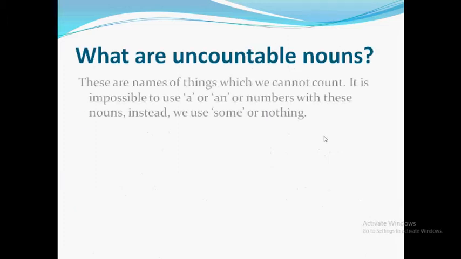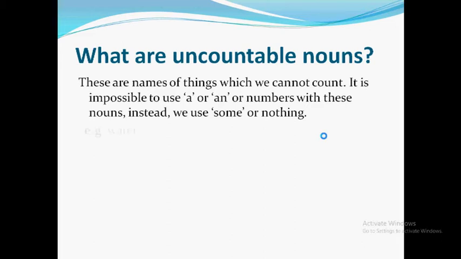Uncountable nouns are things which we cannot count one by one, like we were doing in countable nouns, looking at the nail, the word, and the car there. For uncountable nouns, it is impossible to single them out one by one. And so it is not possible to use a or an or numbers with these nouns. Instead, we use some or nothing in order to express them.